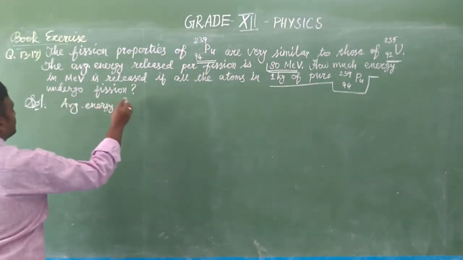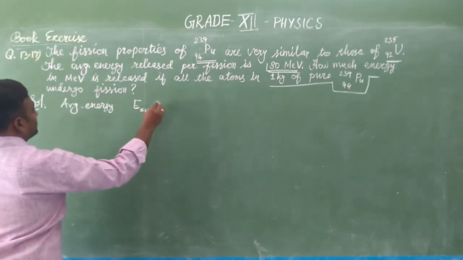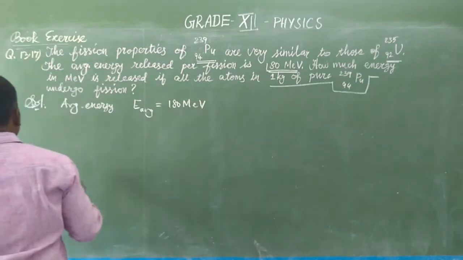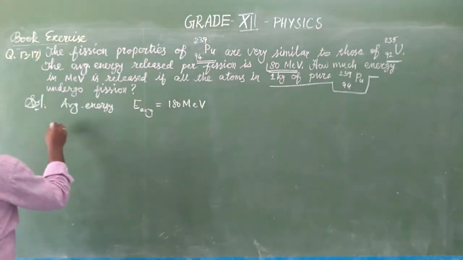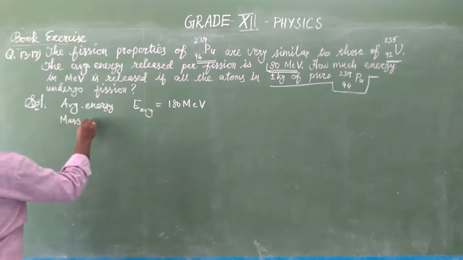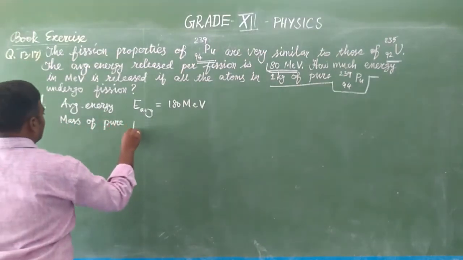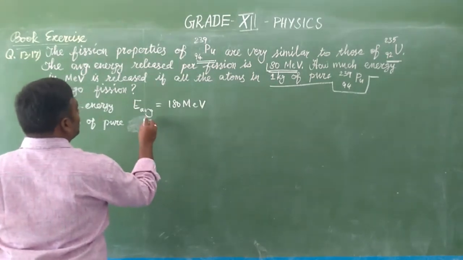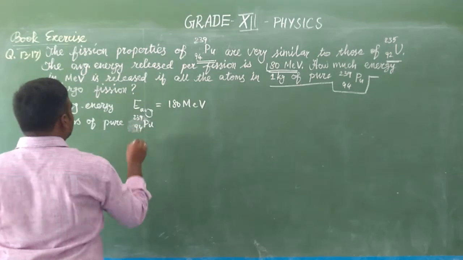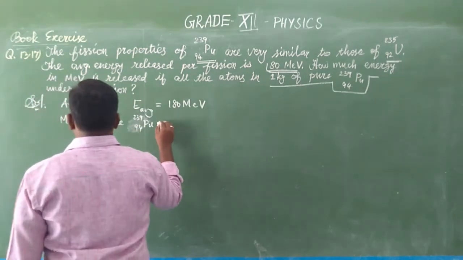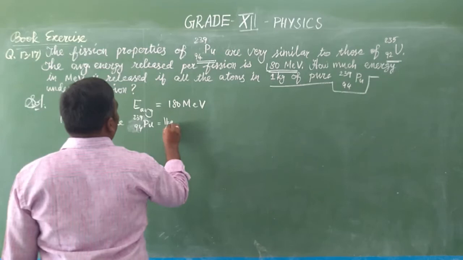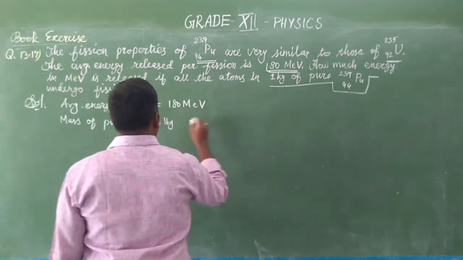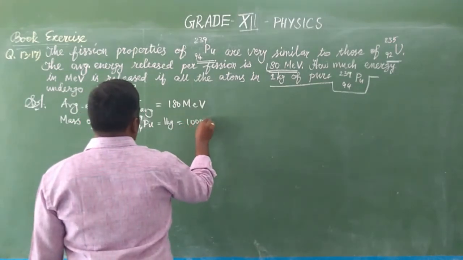Average energy is 180 mega electron volt, and the mass of pure plutonium, Pu 94 239, is equal to 1 kilogram. How much have I mentioned? Yes, 1 kilogram, that is equal to 1000 gram.